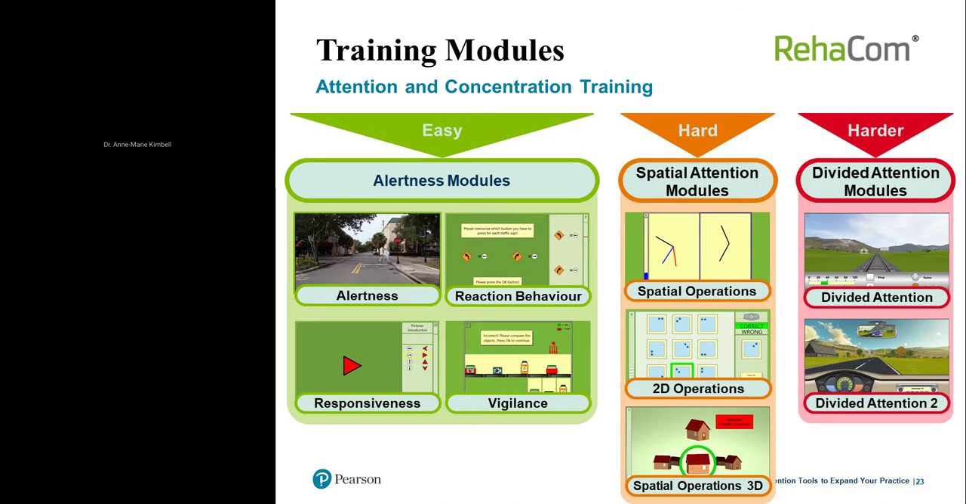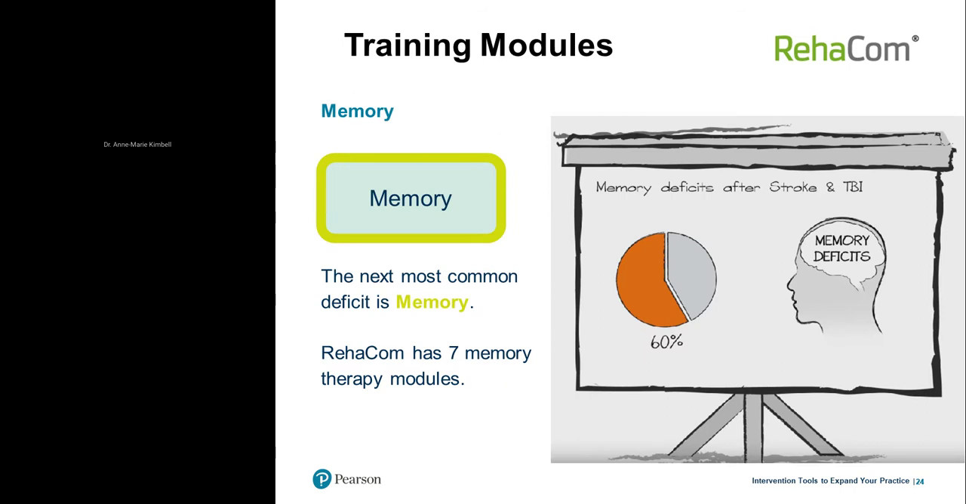So this is just an example of some of the training modules and what they might look like. You can see that the alertness modules, alertness and reaction behavior, responsive and vigilance, are considered easy. And then there are some harder ones that are spatial attention, so spatial operations, 2D operations, and 3D spatial operations, and then some even harder divided attention modules, divided attention and divided attention 2. I'm going to show you an example of divided attention 2 in just a little bit.